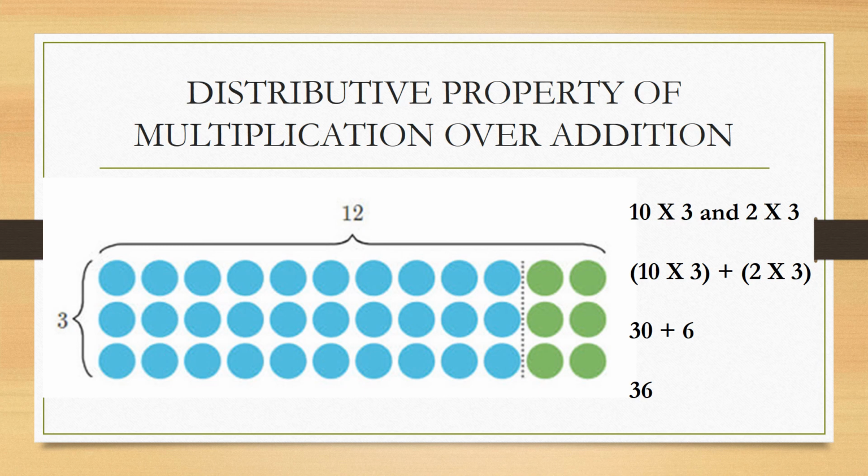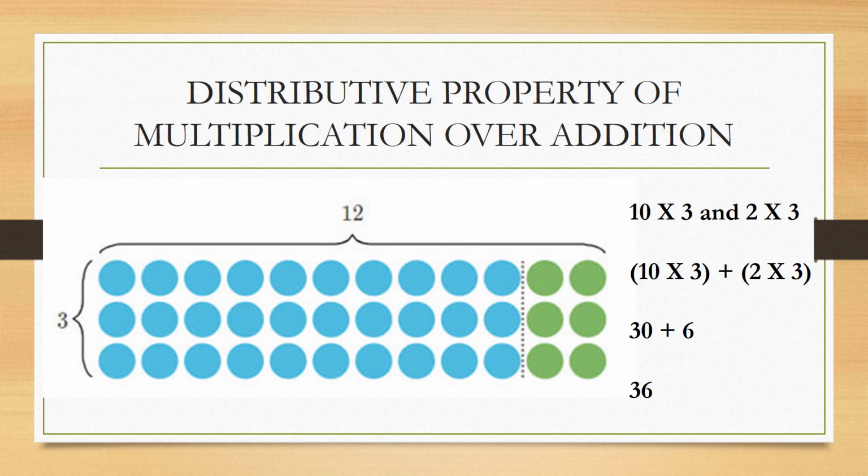So let me take the first group as 3 rows of 10 blue polka dots and the second group as 3 rows of 2 polka dots each. And then I'm going to add both of them together. So I'm distributing the numbers in a different way. So 10 multiplied by 3 plus 2 multiplied by 3.